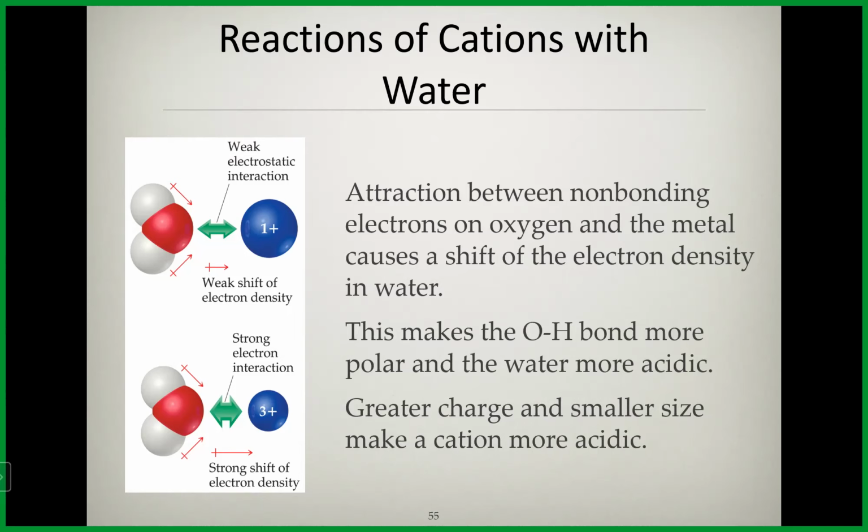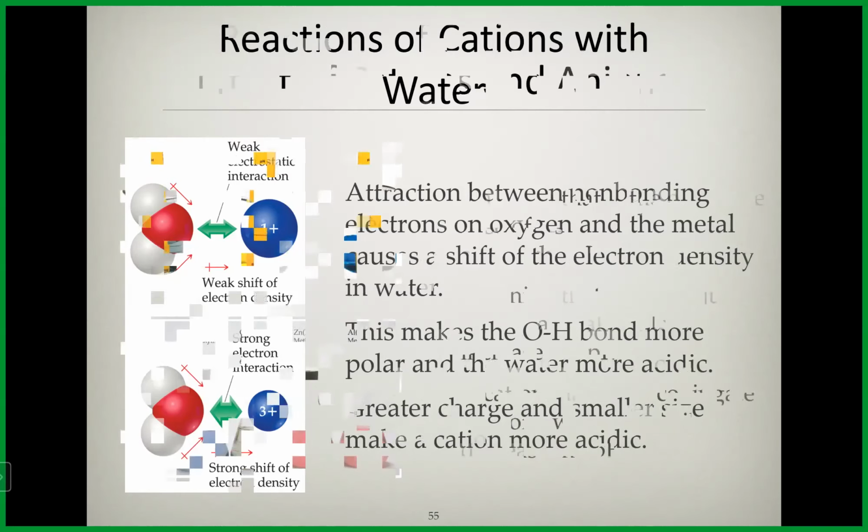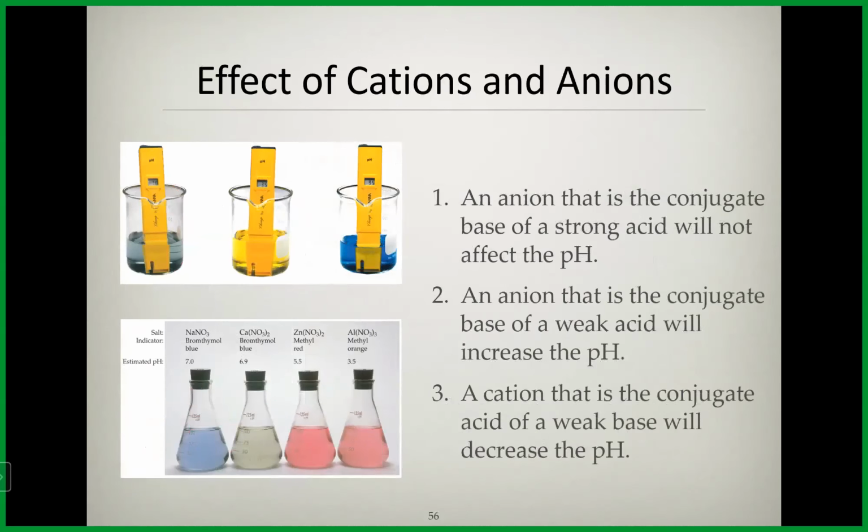And what's going to happen is then the hydrogens are going to be more likely to dissociate. And this is going to be promoted with higher positive charges, and also smaller size cations, because they'll be more effective at actually getting closer to that oxygen, pulling those electrons further to the right-hand side.